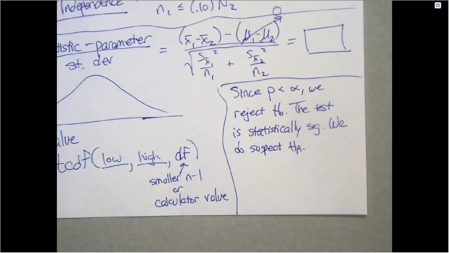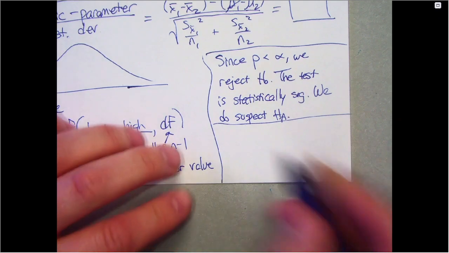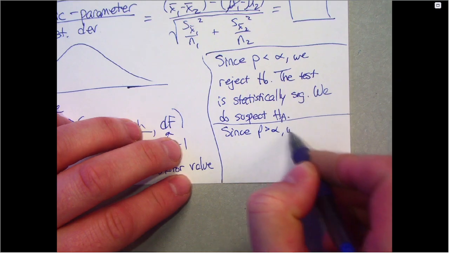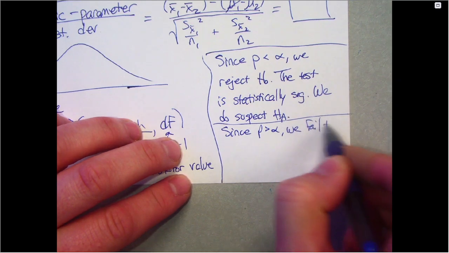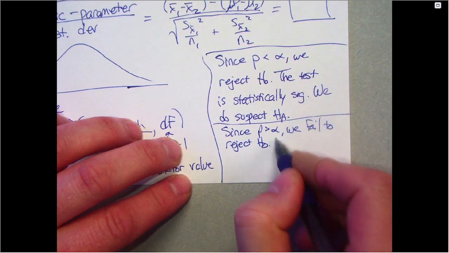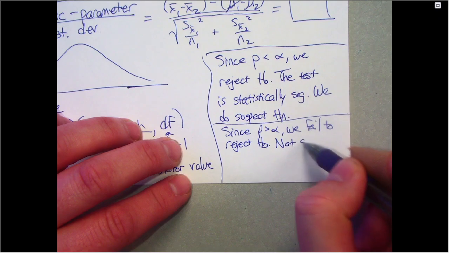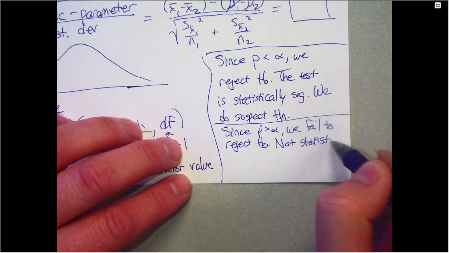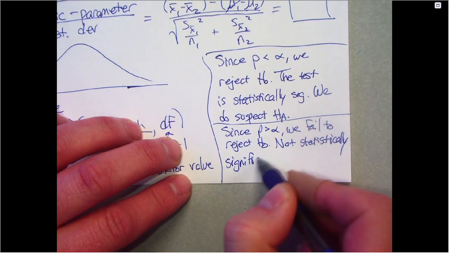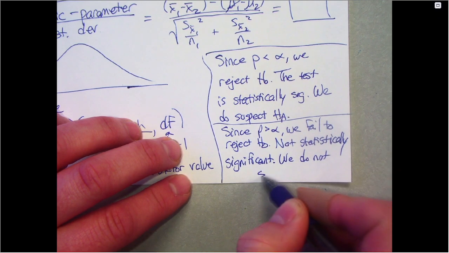Or the opposite, you know. Let's see if I can write both. I might have enough. If P is greater than alpha, we failed to reject H0. Getting a little lazy with my words here. Not statistically significant, which is not actually a sentence, but that's okay. Not suspects HA.